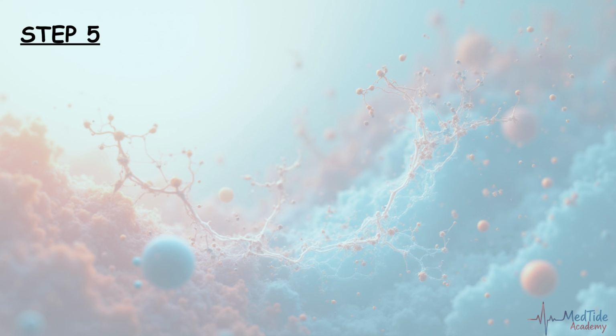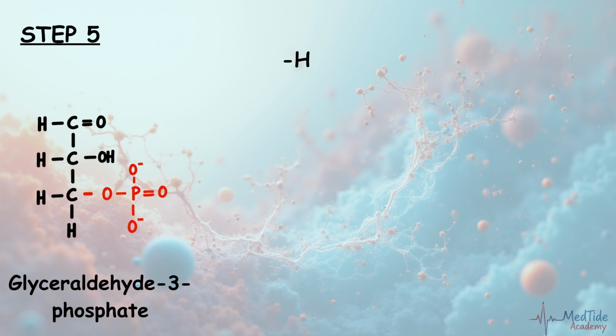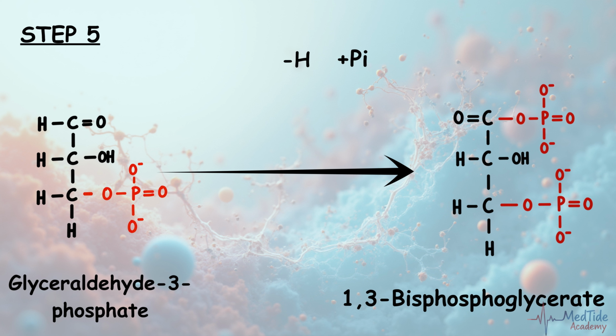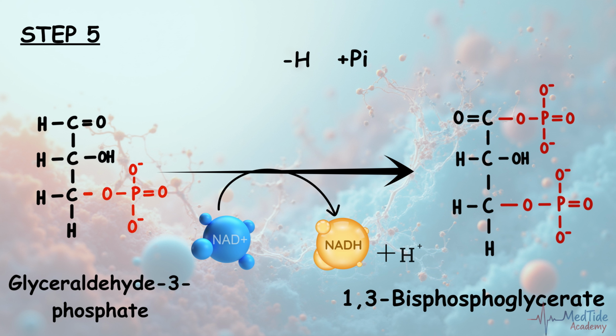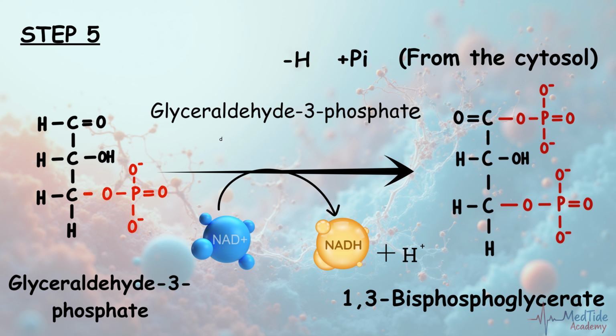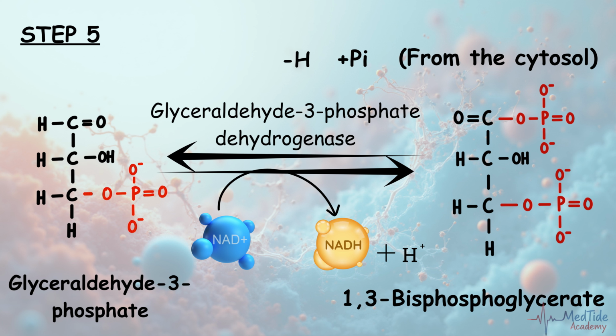Moving on to step 5, a molecule of glyceraldehyde 3-phosphate is dehydrogenated and phosphorylated to 1,3-bisphosphoglycerate with the help of NAD+. In this reaction, NAD+ steals hydrogen from glyceraldehyde 3-phosphate, thus the term dehydrogenated, so it gets reduced to NADH plus a hydrogen ion. The phosphate group added to the first carbon atom to form 1,3-bisphosphoglycerate does not come from ATP this time. It comes from inorganic phosphate, that is Pi, that is freely available in the cytosol. The dehydrogenation and phosphorylation that occurred in this reaction is catalyzed by glyceraldehyde 3-phosphate dehydrogenase. This reaction is also reversible.